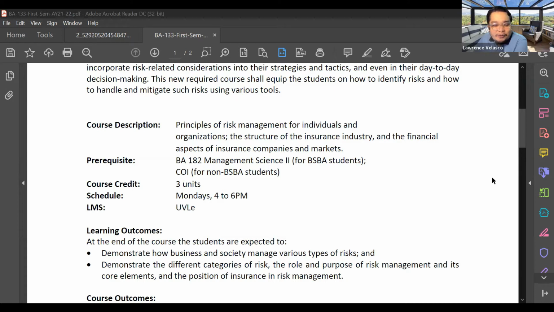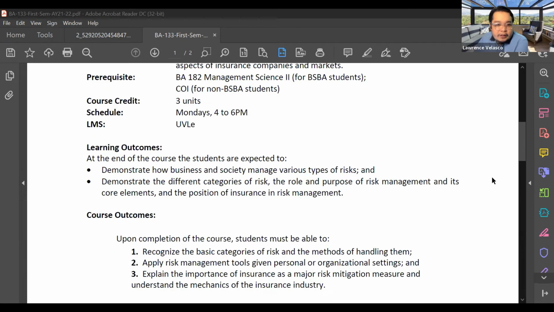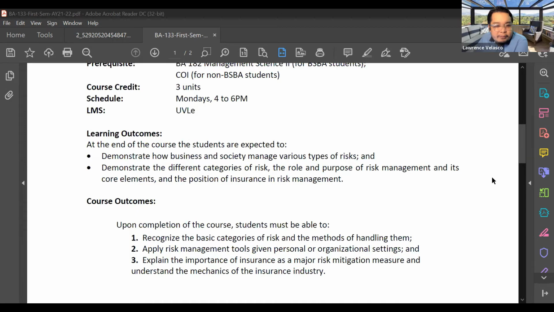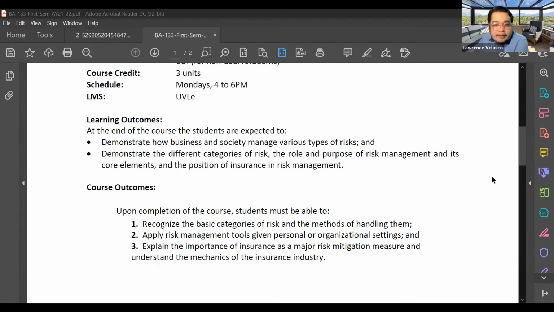And our LMS is UVLE. So you should be able to access UVLE already, and materials will be uploaded there. Okay. So learning outcomes: students should be able to demonstrate how business and society manage various types of risks. So you will be exposed to different types of risks in this course and how to effectively manage them so that you can achieve your organization's objective. Also different categories, and I think very critical is how to approach risk management. And that's what we will be covering for the whole course.